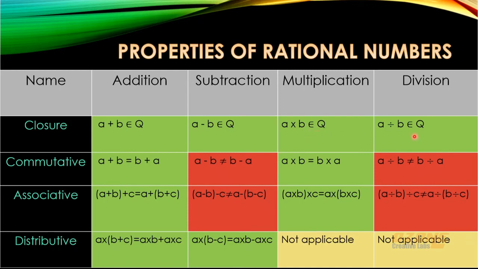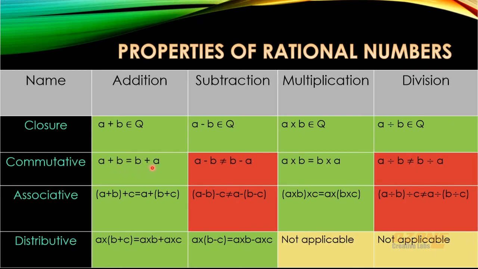Division also: if a and b are rational numbers, a divided by b will also be a rational number. Commutative property: for any rational numbers, if we add a plus b or b plus a, both answers will be the same. That is, 3 plus 5 and 5 plus 3 give the same answer.